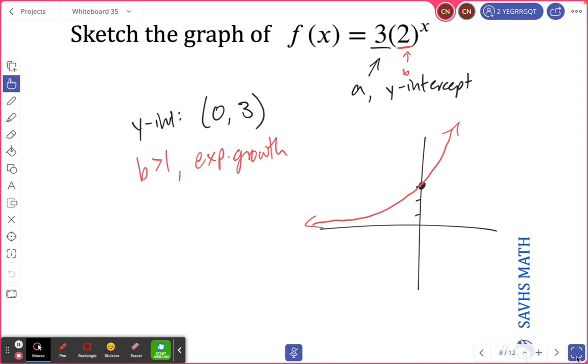Tomorrow when I see you next, we're going to spend a little bit more time on how we actually make these graphs look really nice and really precise. But for today, I just want to know, okay, this is growth and the y-intercept is (0, 3), and so I can sketch that graph pretty well. I also am going to know, based on what we talked about today, that I have a horizontal asymptote at y equals 0.